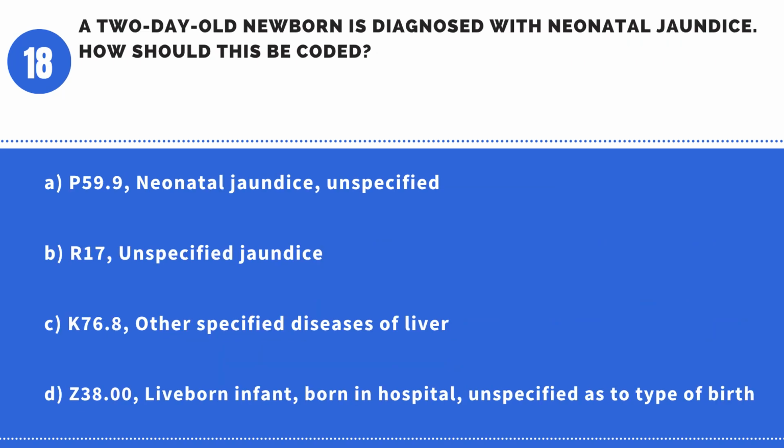Question 18. A 2-day-old newborn is diagnosed with neonatal jaundice. How should this be coded? A. P59.9, neonatal jaundice, unspecified. B. R17, unspecified jaundice. C. K76.8, other specified diseases of liver.